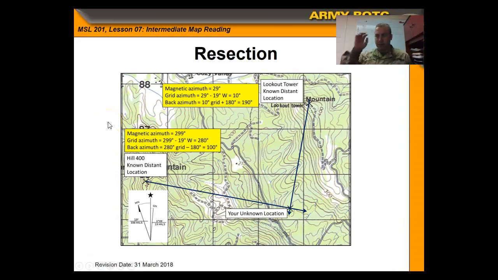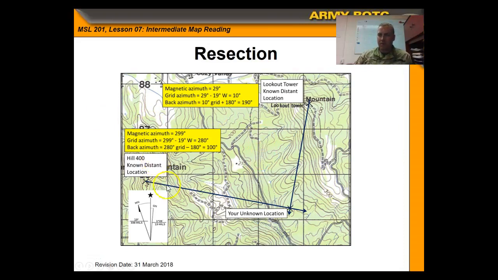Now, talking about resection. Resection is the opposite of intersection. It's the method of locating your position on a map by determining the grid azimuth to at least 2 well-defined locations that you can pinpoint on the map. And for greater accuracy, the desired method of resection is to use 3 or more well-defined locations. But for this instance, you will just use 2.